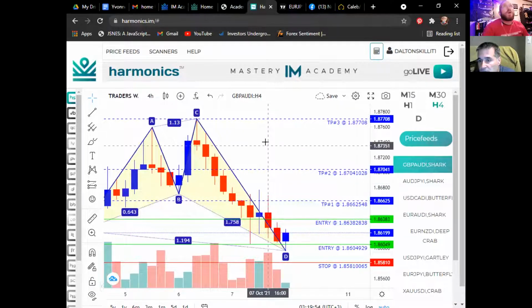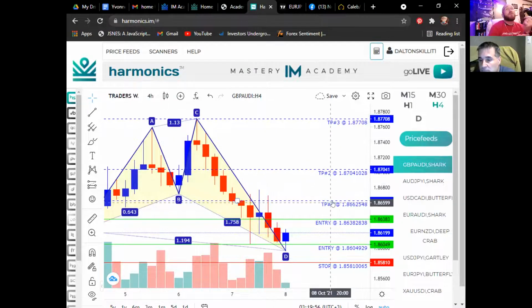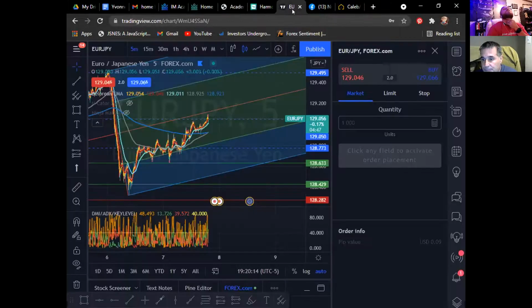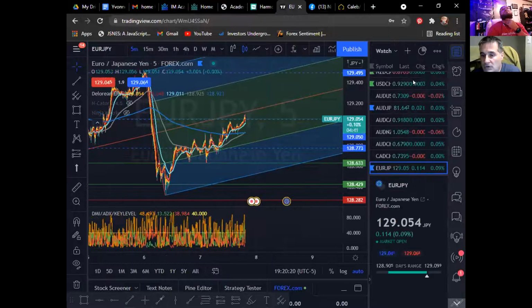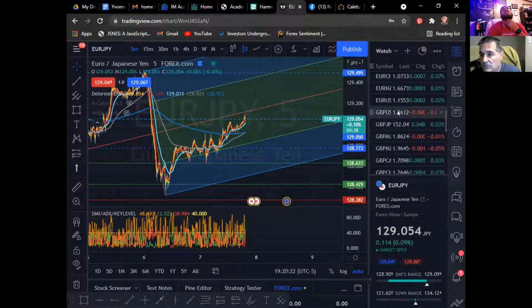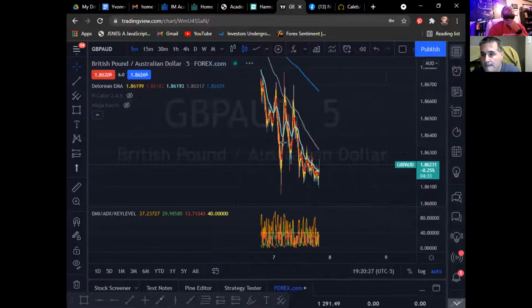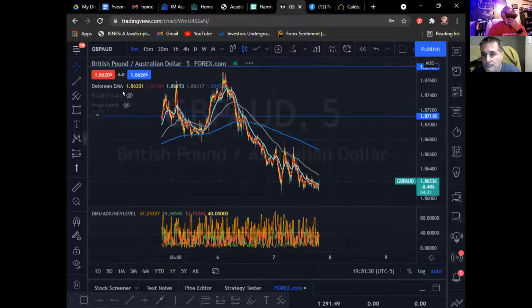Okay. So this is a shark, which means we have a double entry. I usually don't hit the lower entry on a shark. I usually hit the upper entry on a shark. So it's 1.86382. I'm going to kind of watch what you do here. GBP AUD. Here we go. There it is.